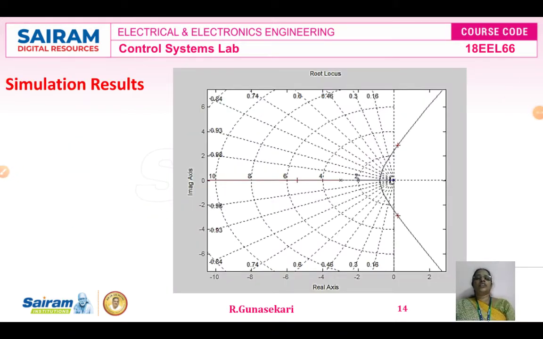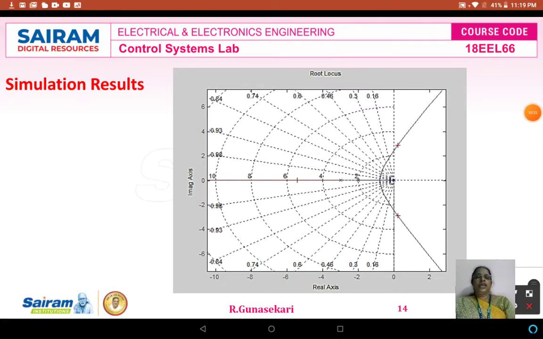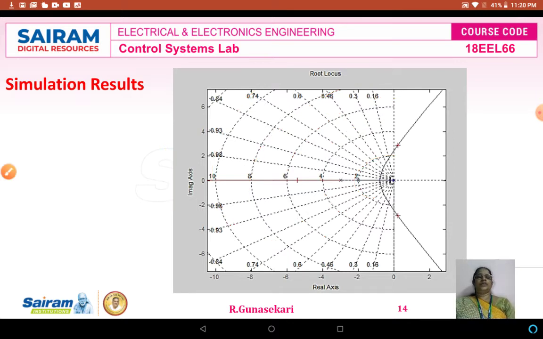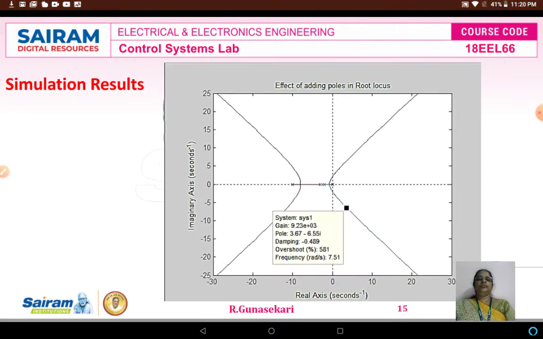Now you see the actual simulation results. X-axis is the real axis, y-axis is the imaginary axis. So this diagram represents the root locus. First one, second one, third, fourth, and then fifth. Like that we get the root locus for the given open loop transfer function. This is the actual simulation output we get from MATLAB.